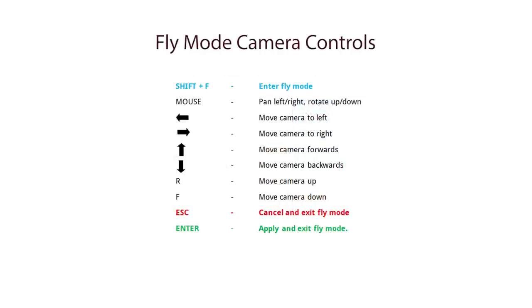A good way of navigating around a scene is to use the camera fly mode, which allows the camera to fly through the scene using the mouse and keyboard.